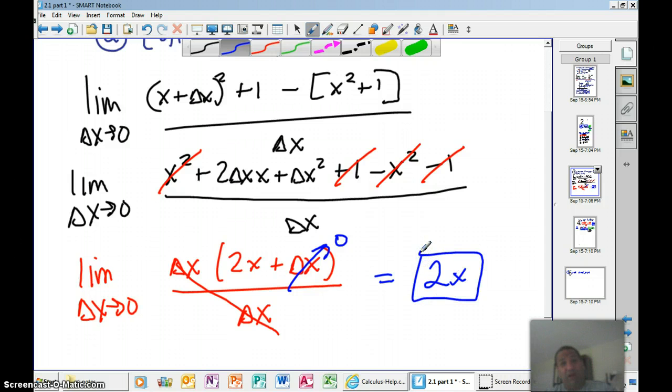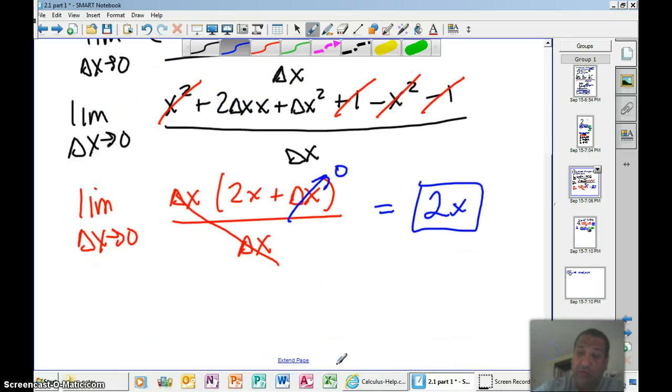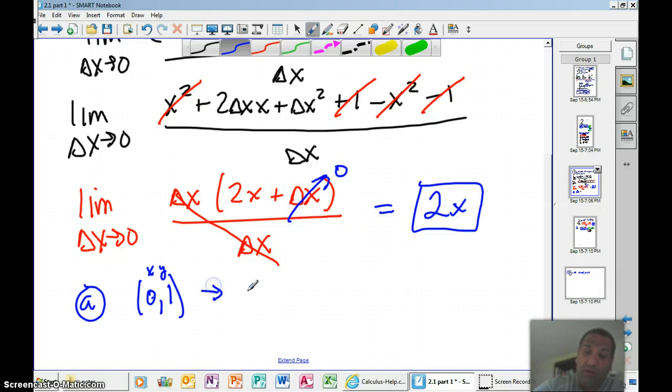Well, now it's an expression. Before it was just 2. Now we have an x involved. And if you remember from the original problem that we wanted it at 0, 1 and -1, 2. So at 0, 1, remember, this is the x, this is the y. I'm going to plug in 0 for x. So at 0, 1, the slope is 2 times 0, which is 0. The y value doesn't matter, unless you had a y in there. If you had a y in there, then of course we'd use it.